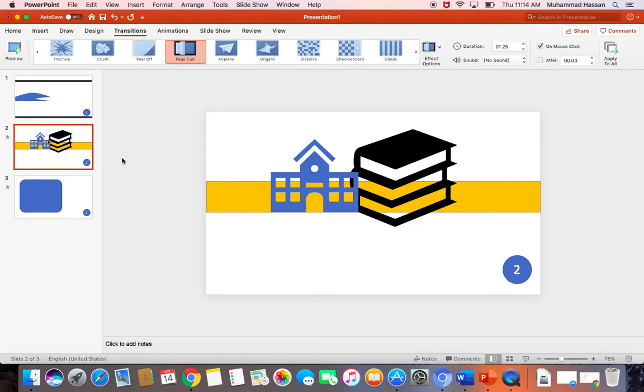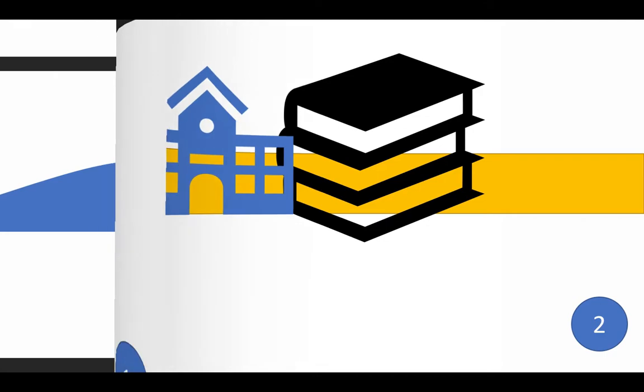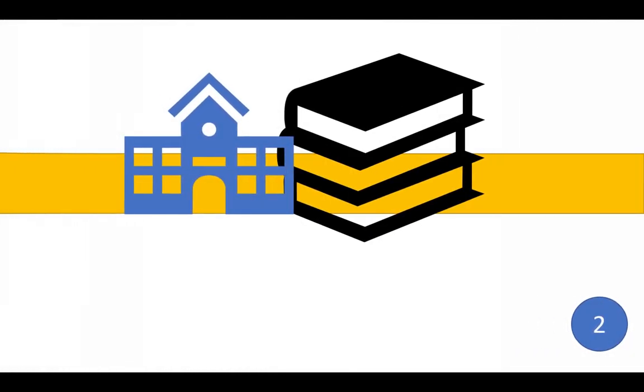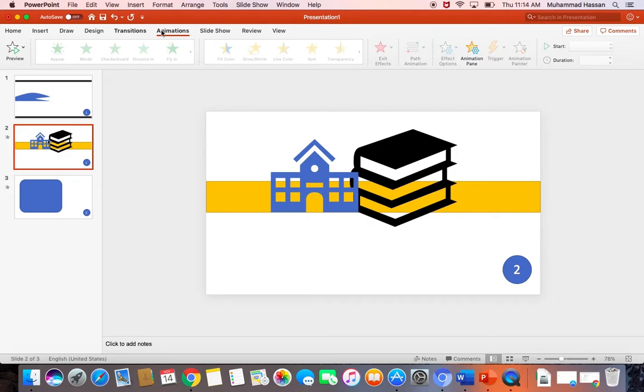So I selected this first slide, and when I started my show, you see right here, all of these objects appear at the same time. But what if I don't want all of these objects appearing at the same time? What if I want this object first, then this, and then this? Okay. In order for me to do that, I will have to apply animation. So how do I do this?